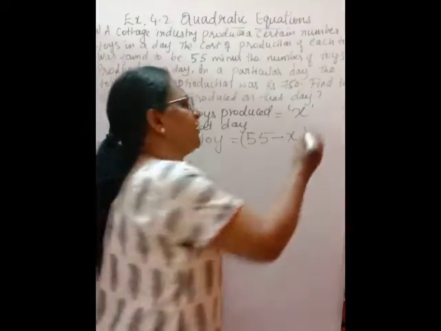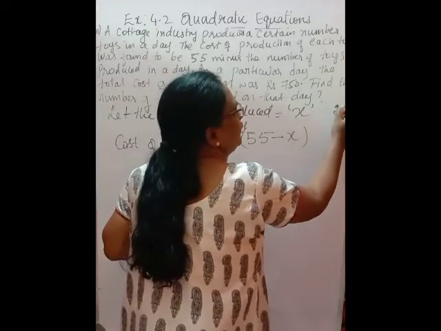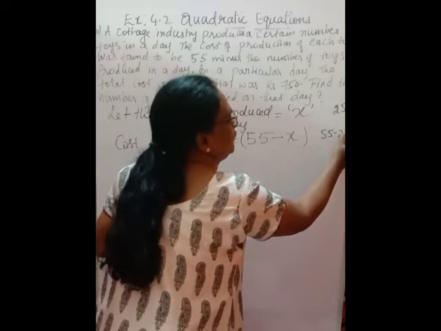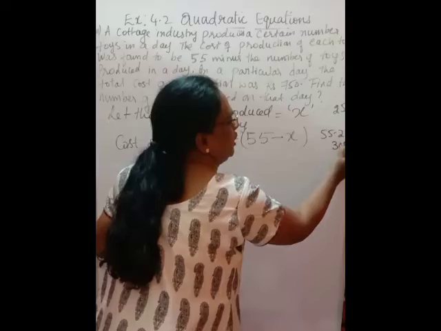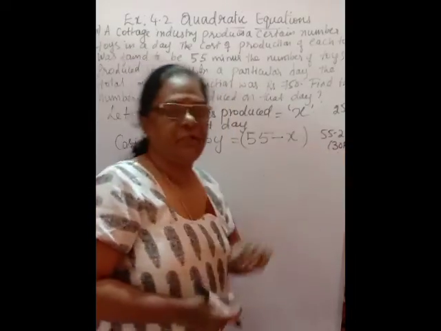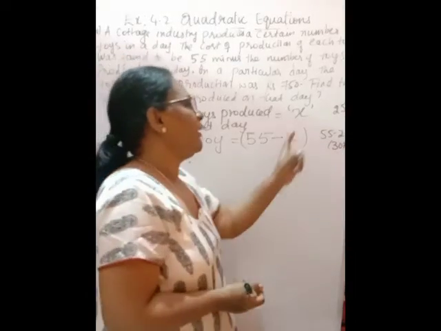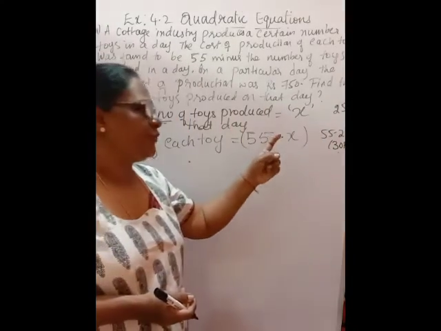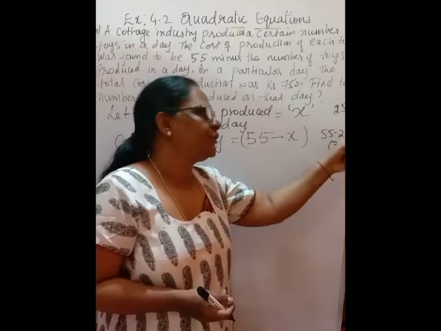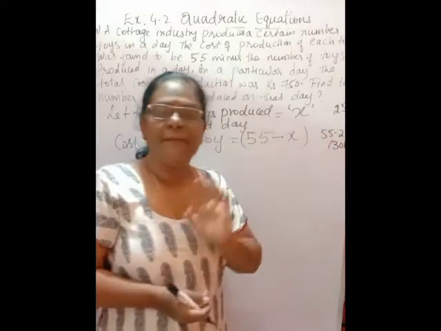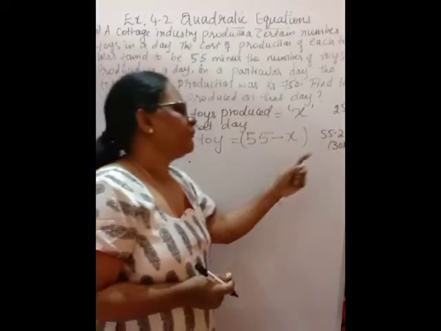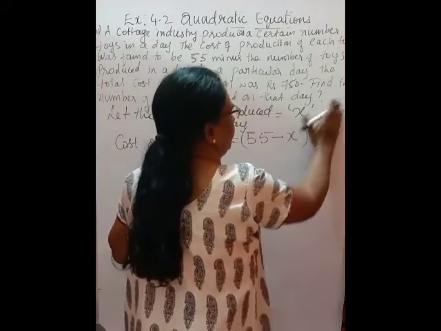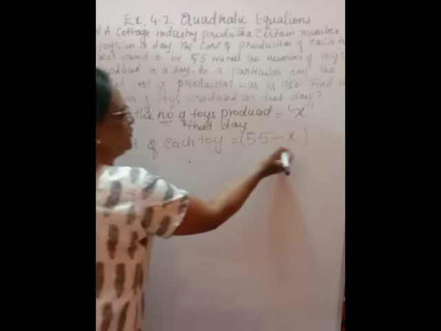So suppose the value of X is, say they have produced 25 toys. So the cost will be 55 minus 25. That is the cost of each doll would be 30 rupees. That is the meaning. So its cost will be 55 rupees minus the number of toys produced that particular day. That will be the price, 30. Similarly, here the cost of each is nothing but this much.